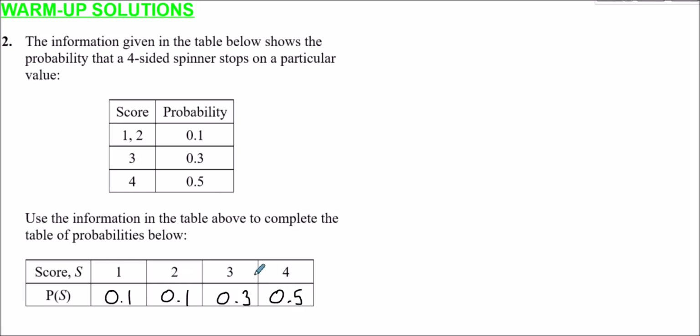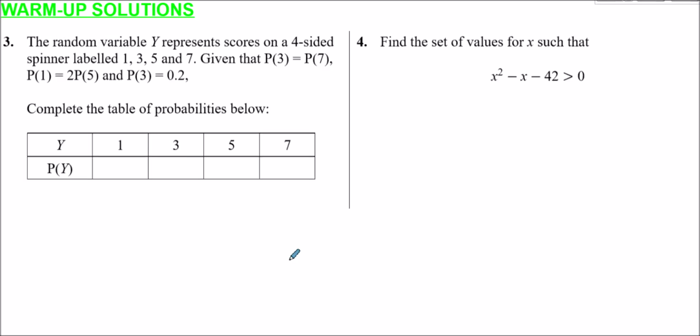So without messing around, let's just move straight on to question 3. So question 3, we've got here that the random variable y represents scores on a four-sided spinner labelled 1, 3, 5 and 7. Given that the probability of being 3 is the same as the probability of it being a 7, and the probability of being a 1 is double the probability of being a 5, and the probability of being a 3 is 0.2, calculate the table of probabilities below. So this is, as you can see, almost information overload here.